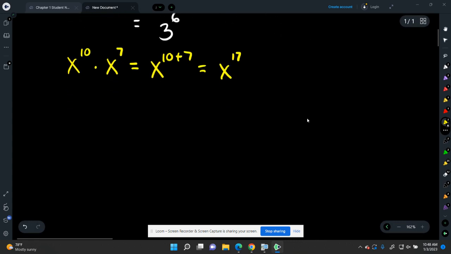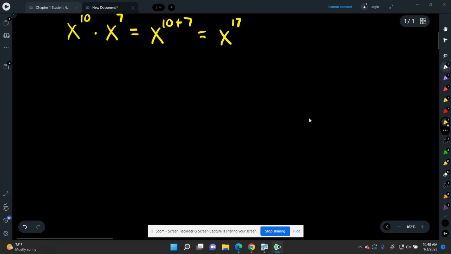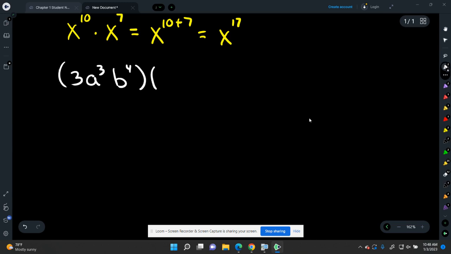So of course we always try to make it a little more complicated because we don't want to keep you too bored, right? So let's say that I have 3 a to the 3rd b to the 4th times 4 a to the 6th b to the 2nd. Now I know that some of you can just look at this and do it in your head. That's fine. But for the rest of you, we're going to write it out just to make sure that we're on the same track here.